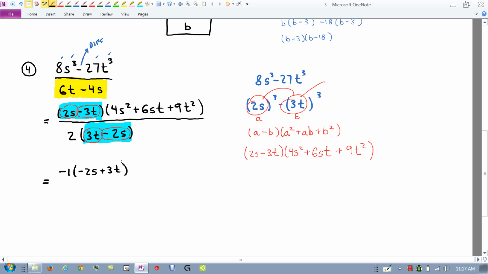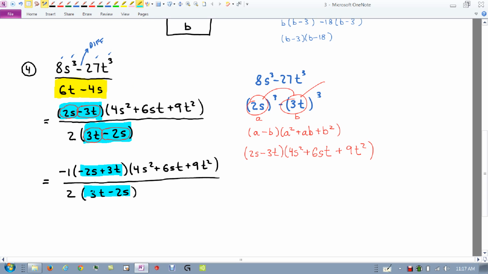So negative 1 came out of the first factor there. Everything else just stays the same. And then over, I still had a 2 here. And now this was my 3t minus 2s. Now these two match exactly. Even though they're not the same order, they match exactly, so I can cancel them.